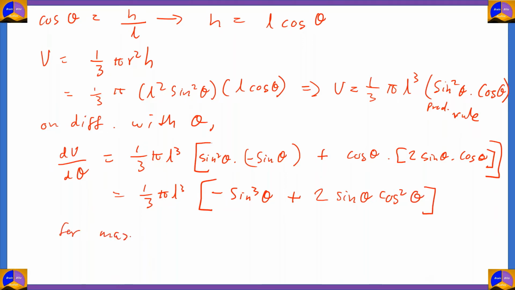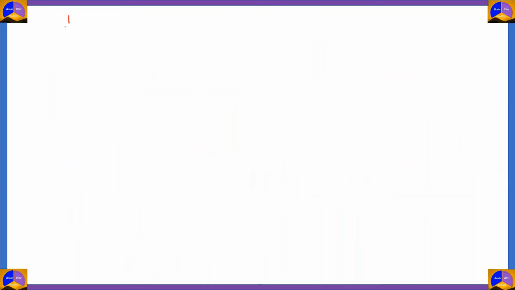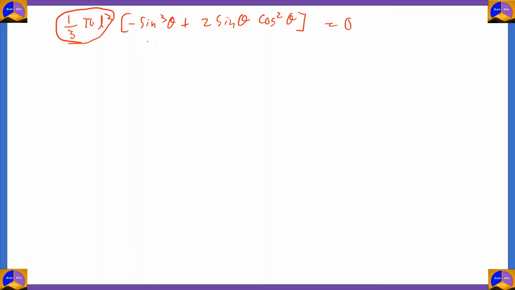The next step is for maxima and minima, dv by d theta is equal to 0. So that means 1 by 3 pi L cube times minus sine cube theta plus 2 sine theta cos square theta is equal to 0. Now we can take 1 by 3 pi L cube to the right hand side and it will still be 0. So that means minus sine cube theta plus 2 sine theta cos square theta will be equal to 0.